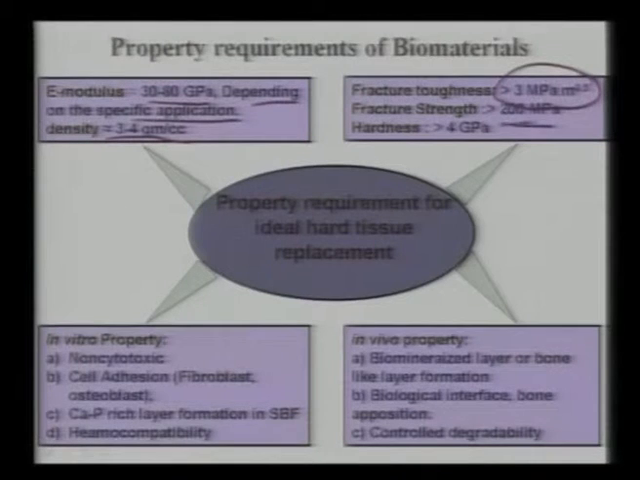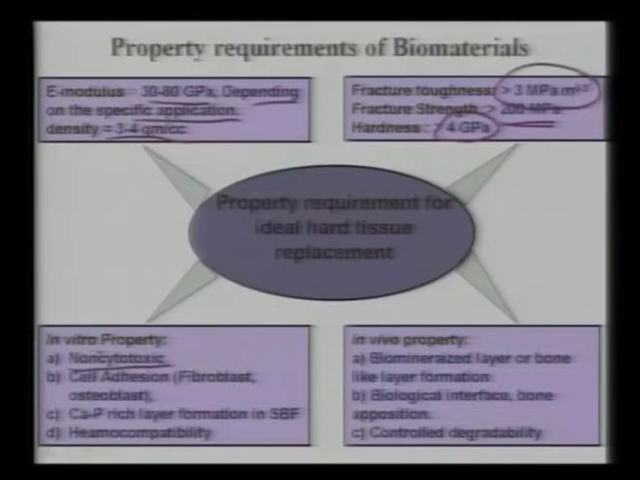Fracture strength should be as high as possible so that it can be used for load bearing applications, like 200 MPa. Hardness should be more than 4 gigapascal, because bone is typically soft and does not have very high hardness. Now the in vitro properties. First, it should be non-cytotoxic. Cyto means cell, toxic means it should not have any undesirable toxic effect. So it should not have any cytotoxic property.